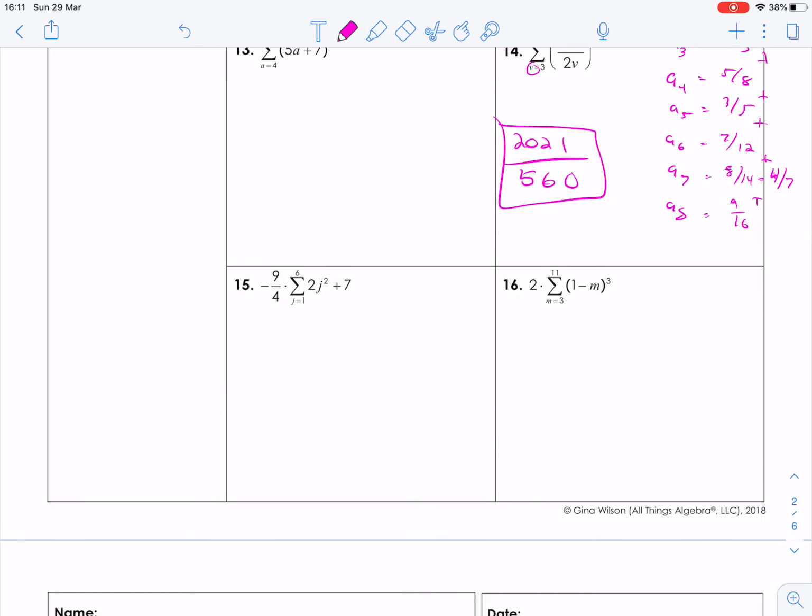Number 16. Same thing, guys, except you multiply the 2 by everything at the end. So you do your sum, and then you multiply by 2 at the end. So we would have A of 3, 4, 5, 6, 7, 8, 9, 10, 11.